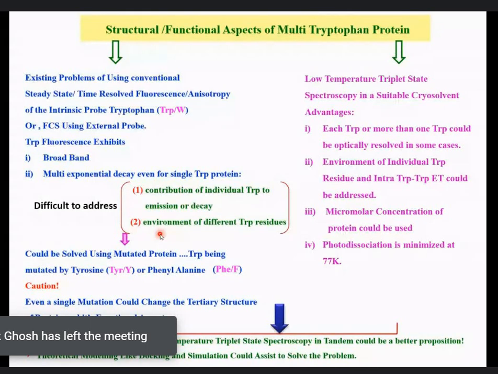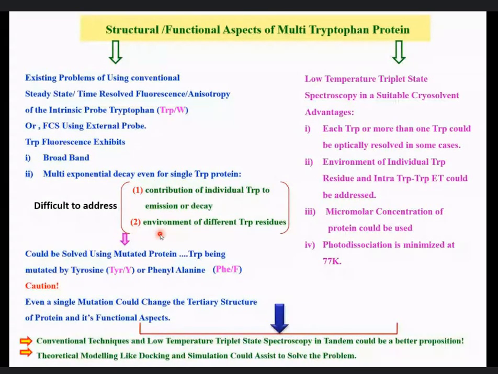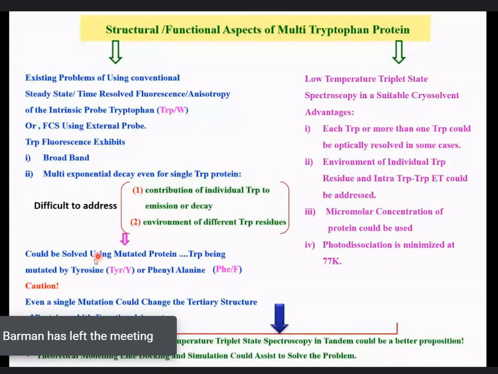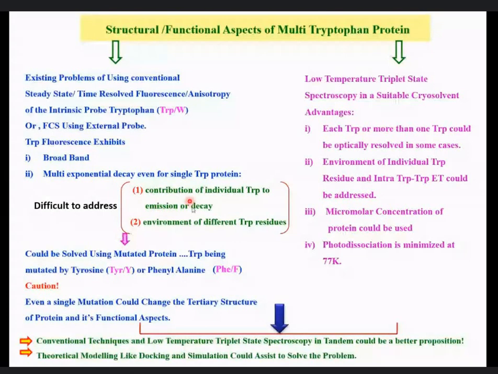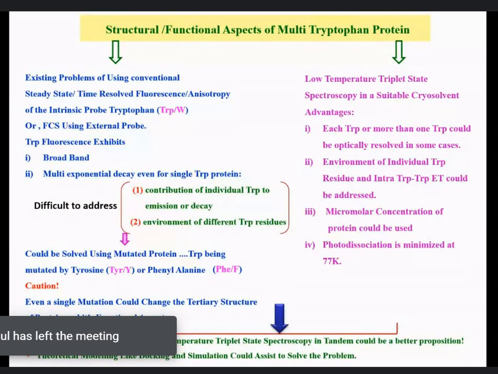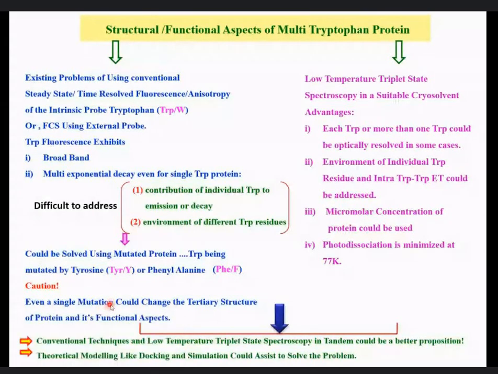That is very difficult, and therefore what people do is mutate the protein. That means you remove one tryptophan by another residue, such as tyrosine, and then you get the details of the different environments of the tryptophans, if it is a multi-tryptophan protein. But the problem is, if you make a mutation, the whole thing may change. As we are hearing these days, one mutation can cause so many varieties of COVID vaccines. Similarly, things happen in the protein as well. If you mutate, your whole structure may change, and the activity may change.